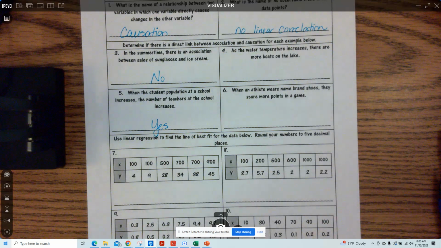Elementary school has a number. I know middle school is 27, and I'm not sure on high school. But there is a student-to-teacher ratio.